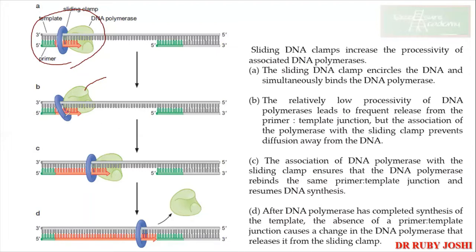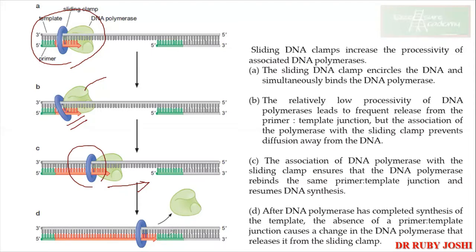Now, since this is keeping the DNA polymerase engaged, it is the association of the DNA polymerase with the sliding clamp. It is keeping it at the same primer template junction and making sure the DNA polymerase is completing its DNA synthesis. ठीक है? और जैसे ही वहाँ पे आपका DNA synthesis complete हुआ, it understands now that there is no other further gap, right? Then the DNA polymerase can leave the template.